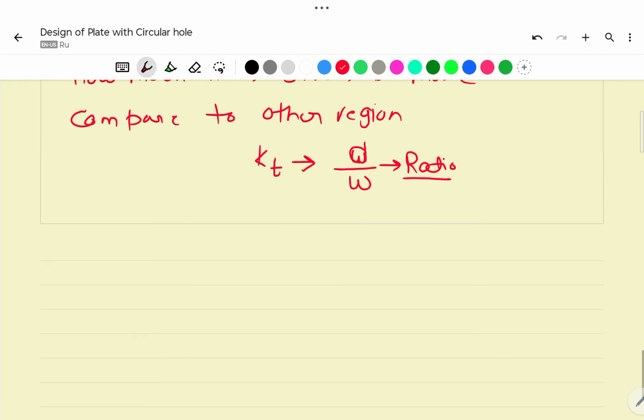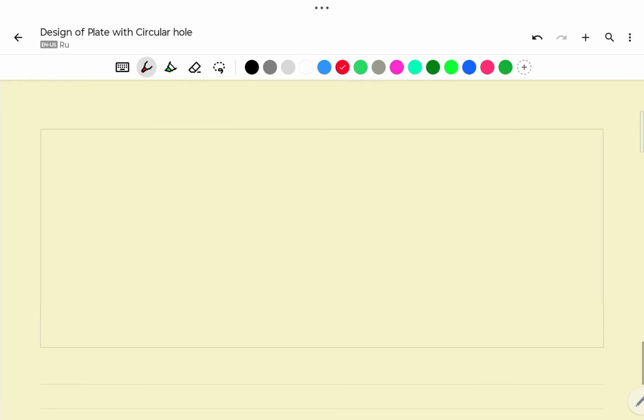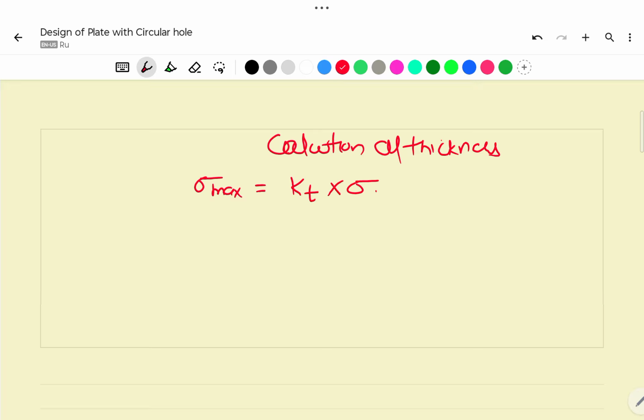Then how do we calculate the maximum stress and the thickness? Here P by A does not vary, so we will use sigma max equals KT times sigma nominal. What is the maximum stress we will get?